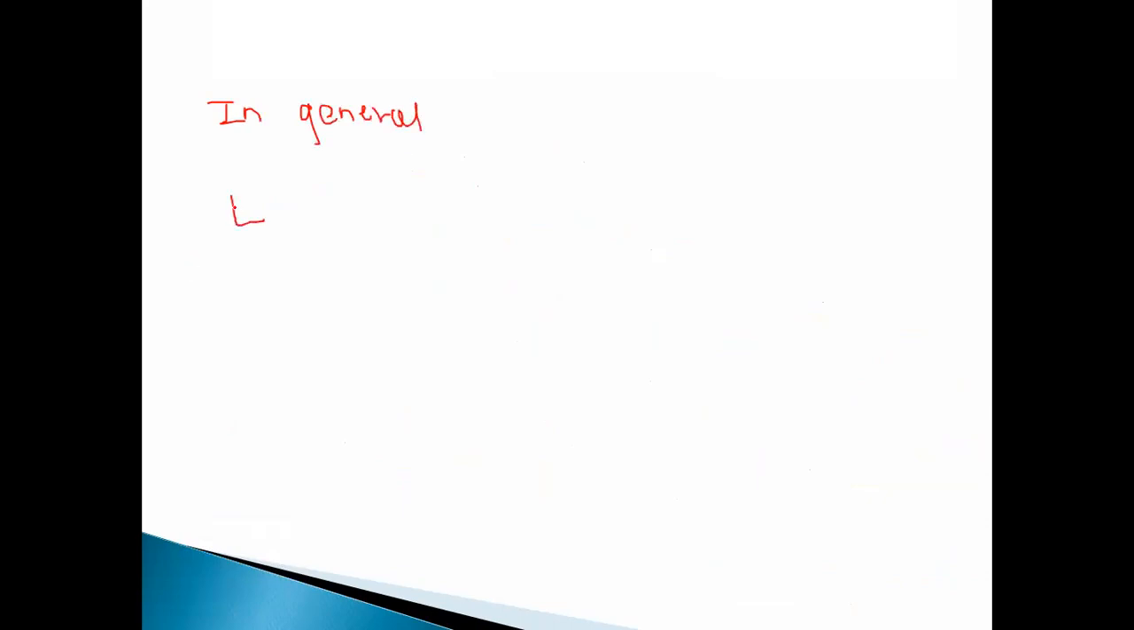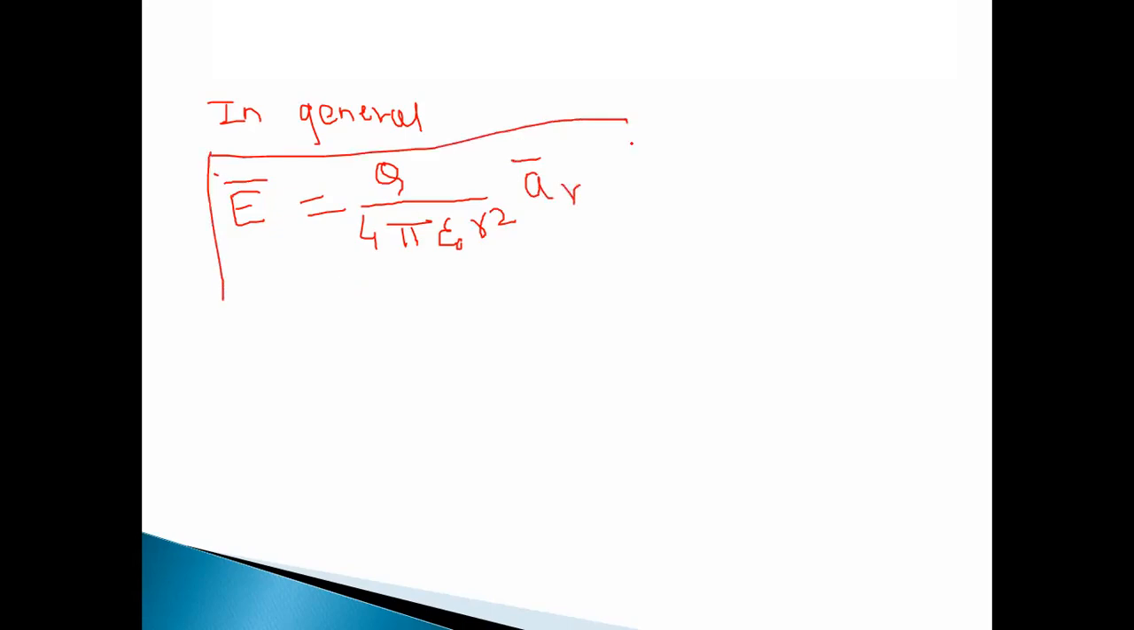this E bar is equal to, now there is only one charge, right? There is only one charge. So it is Q divided by 4 pi epsilon 0 into R square into unit vector A bar R. This is your general equation for the electric field intensity.